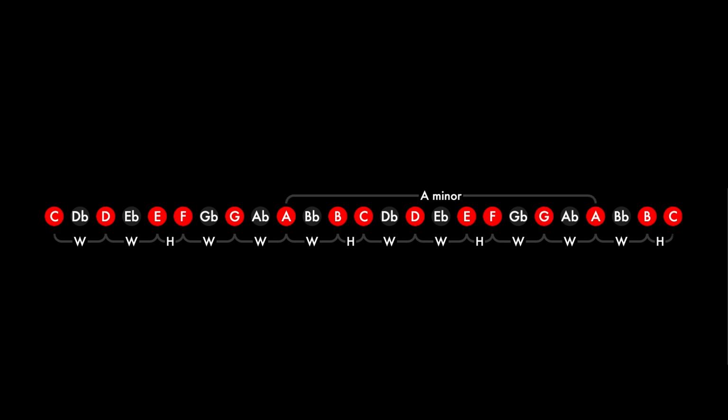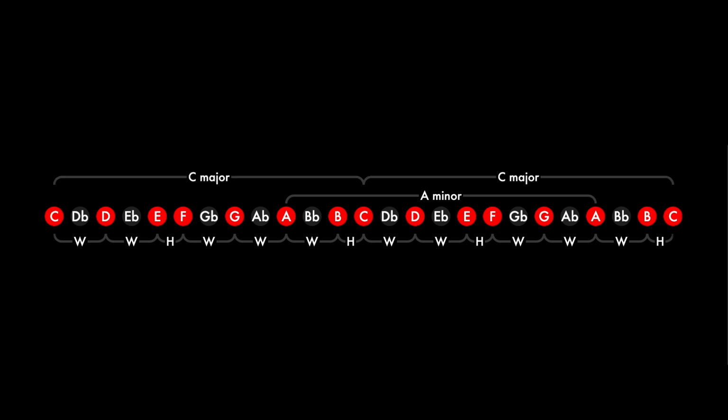Let's start by adding another octave to our C major scale. We already have the C, so let's add D, E, F, G, A, B, and another C. So now, instead of starting on the C note, we're going to start on the first A note, and we're going to play every note up until the next A. That's an A minor scale. So the A minor scale contains exactly the same notes as the C major scale.